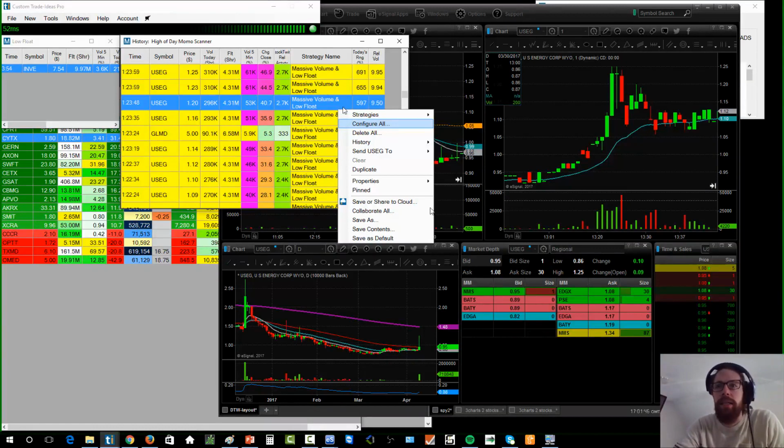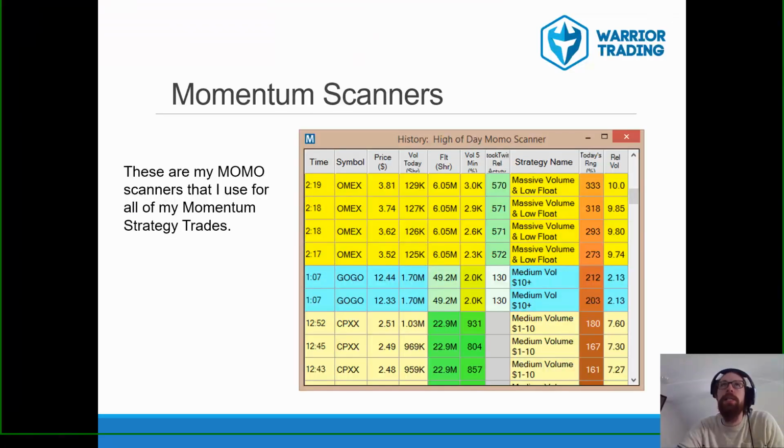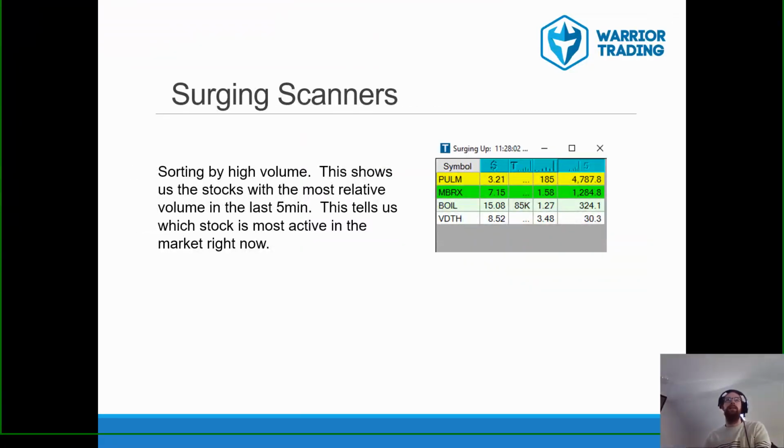Now, one of the other scanners that I've used over the years is my Surging Up scanner. This is kind of an interesting scanner because it's looking for the stock right now in the entire market that has the highest relative volume in the last 5 minutes. So this is a great scanner to use in the afternoons, because if a stock is on this scanner right now, it has volume, and we don't know why.